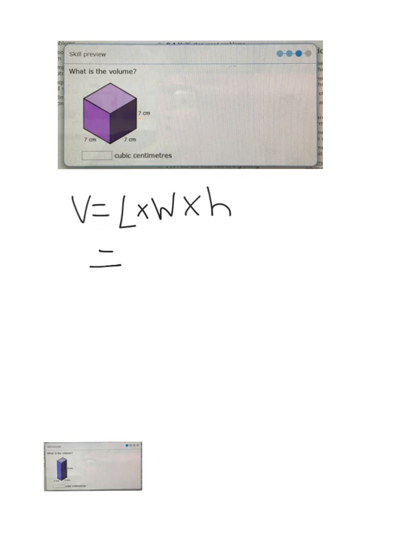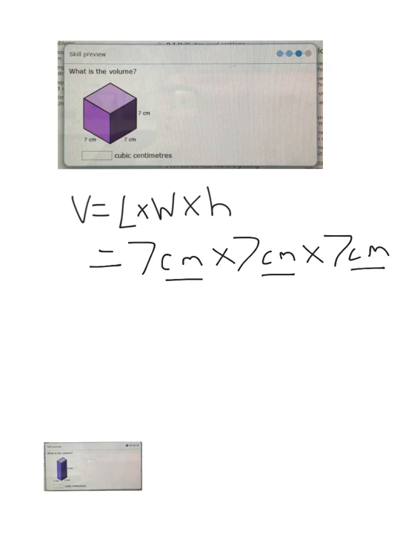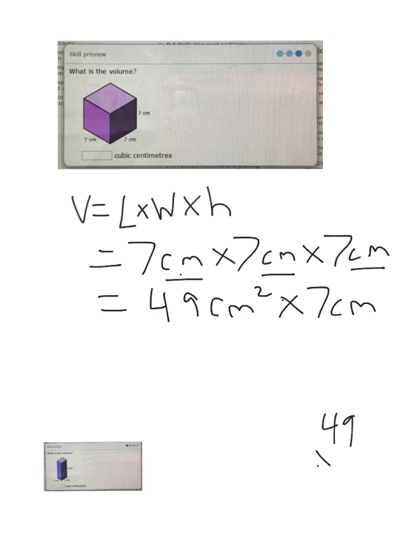So length, this is really straightforward because they're all the same. 7 centimeters times 7 centimeters times 7 centimeters. Notice we have centimeters 3 times now. This will be important in a moment. 7 times 7 is 49. Remember, centimeters times centimeters makes centimeters squared. So we have centimeters squared times 7 centimeters. And then 7 times 49, I'm gonna have to do down here, times 7.